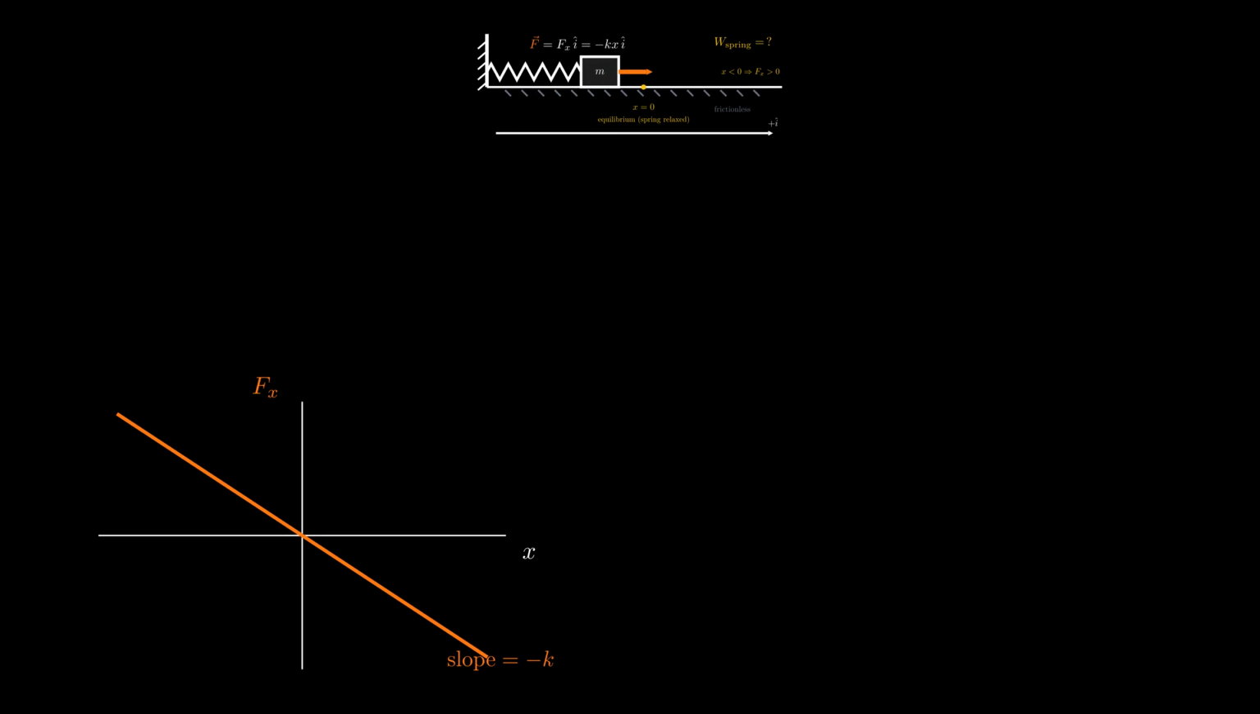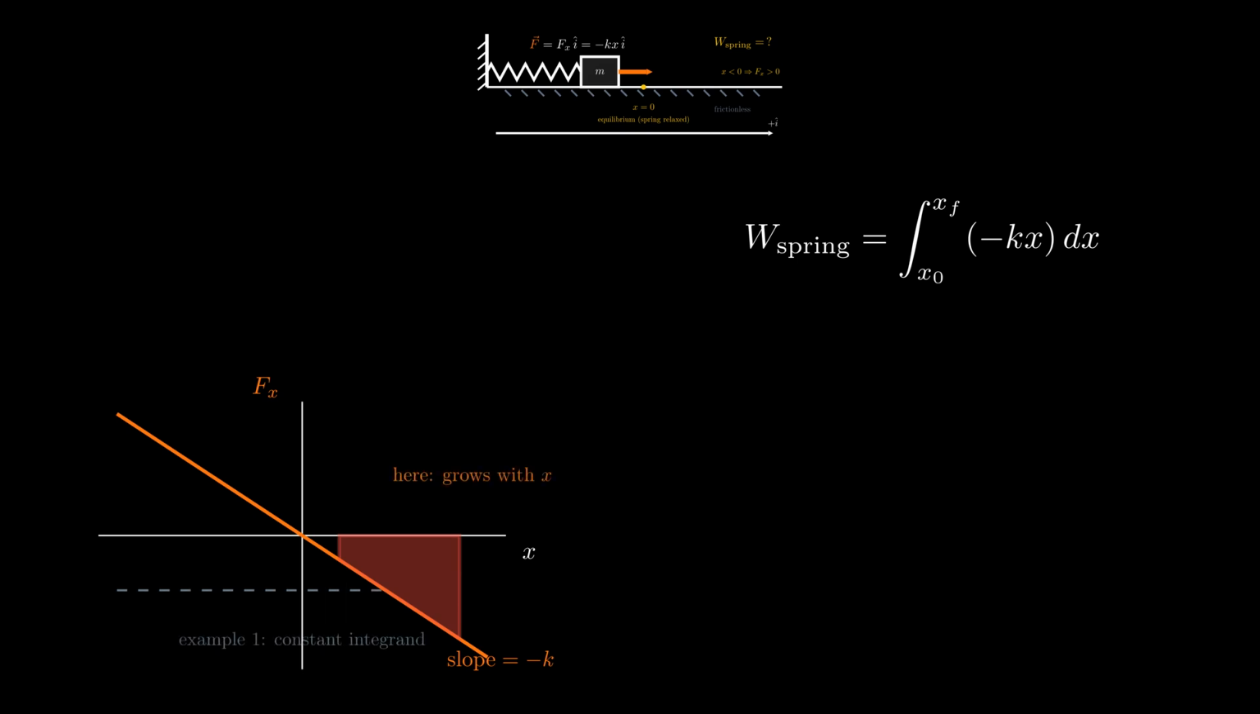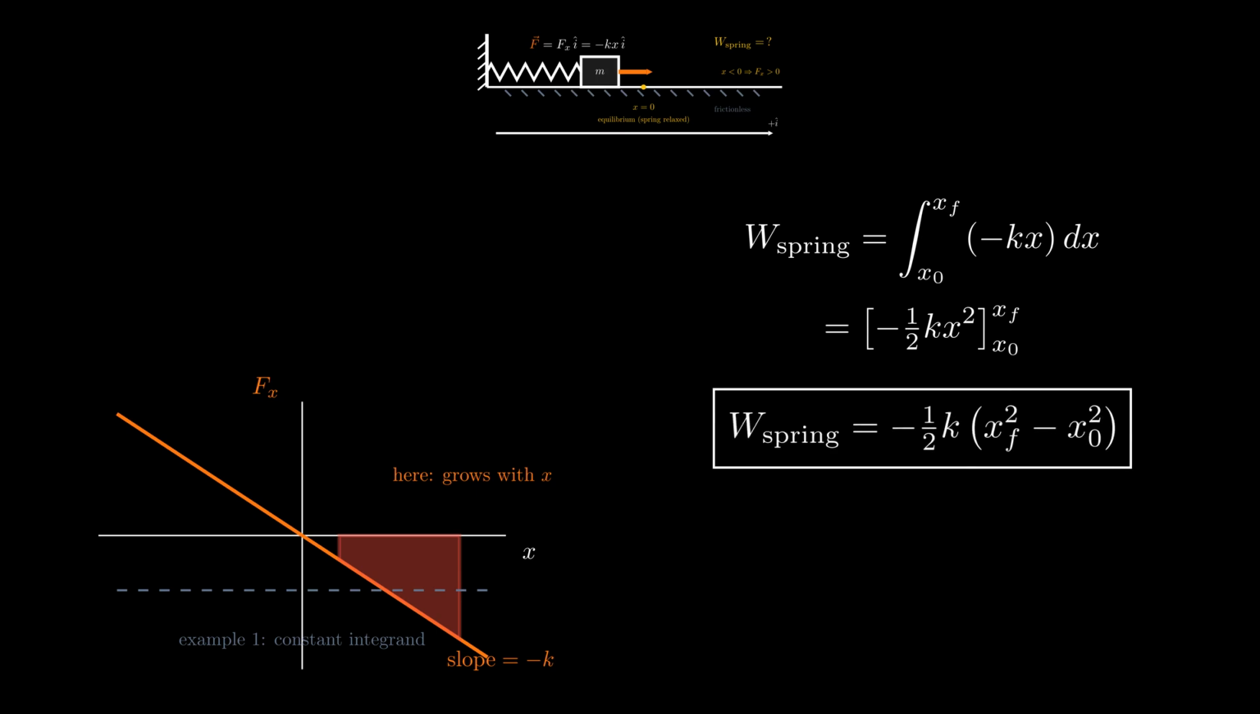The body moves along the x-axis, so only the x term of the work integral survives. W spring equals the integral from x sub 0 to x sub f of minus kx dx. Unlike gravity, the integrand is not a constant. x itself is the variable of integration. The antiderivative of x is 1/2 x squared, so evaluating between the limits gives W spring equals minus 1/2 k times the quantity x sub f squared minus x sub 0 squared.